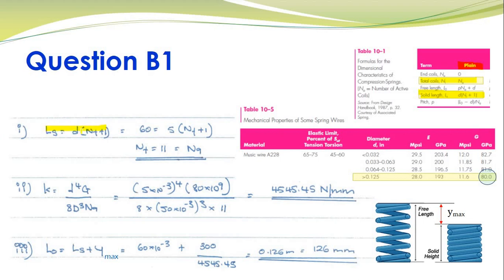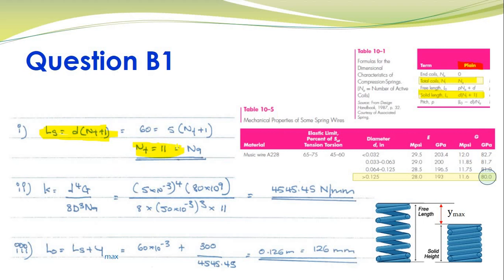Sorry, my solid length LS is given as LS equals d into NT plus 1. I know my solid length was given as 60 mm. The wire diameter was 5 mm, so 60 equals 5 into NT plus 1. So once I solve this, I get my NT to be 11. So this is what I get in the beginning, right? My NT is equal to 11. So what you had to do is find the active coils. So again, going back to this table, you'll see that your total coils NT is simply your NA. So what this simply says is that your active coils NA is simply equal to NT.